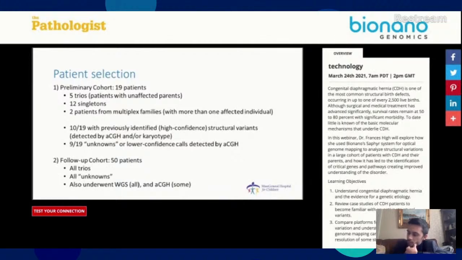The follow-up cohort, which we are still in the process of analyzing, is 50 patients. They're all trios, so we did both the 50 patients and their parents as well. They're all unknowns, and they have all undergone whole genome sequencing, and some of them have undergone array CGH as well.